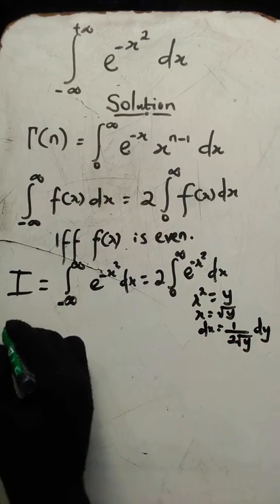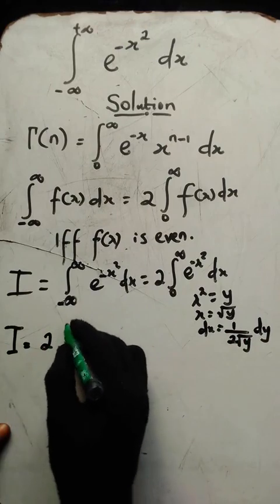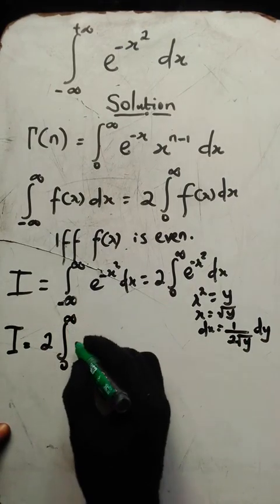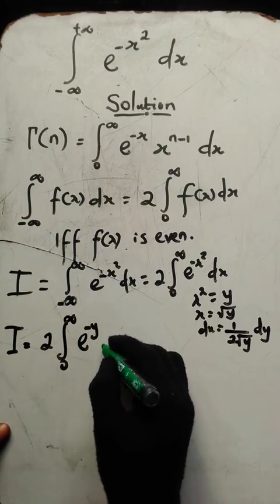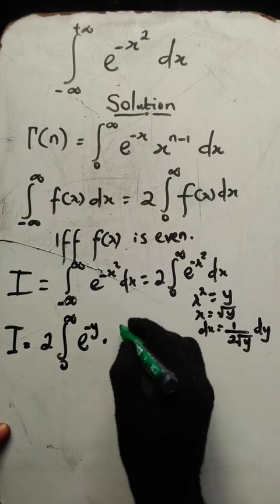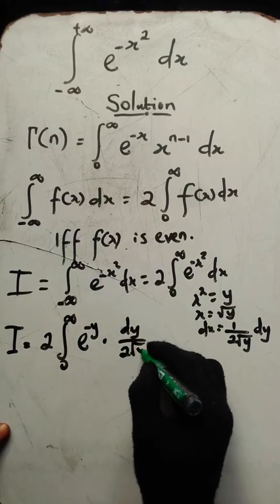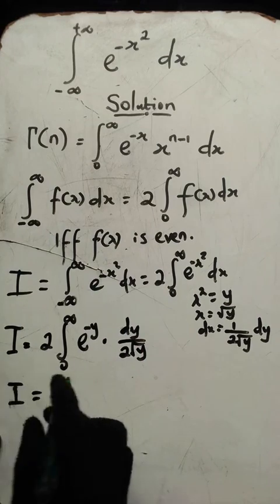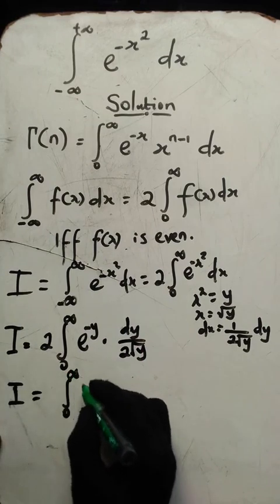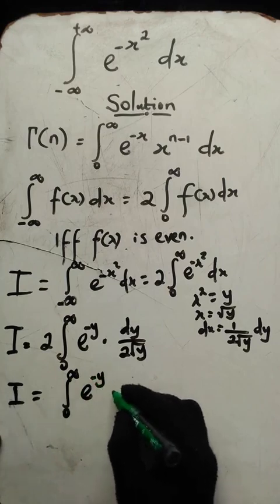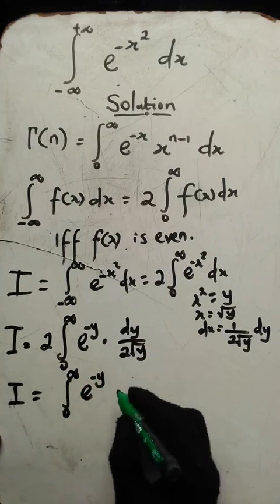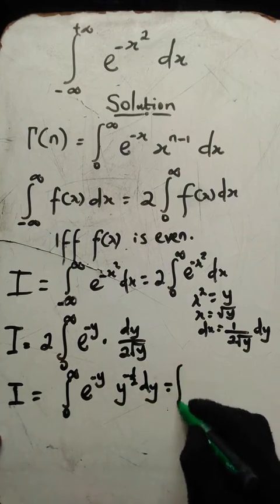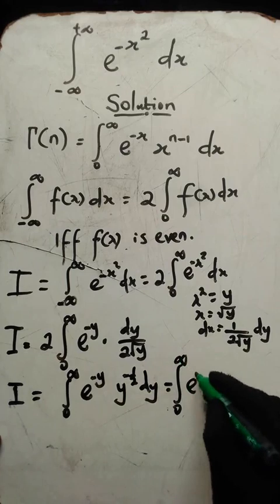So I have I equal to twice the integral from 0 to infinity. The limit remains the same. So e raised to minus y times, then the dx is dy over 2 square root of y. So we have I equal to, these 2 and these 2 here get cancelled out. So remaining is the integral from 0 to infinity e raised to minus y, then 1 all over square root of y can be written as y raised to minus 1 all over 2 dy.